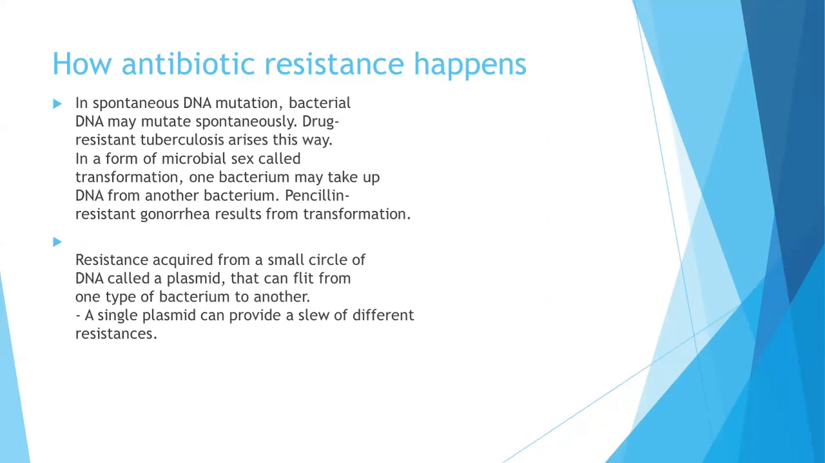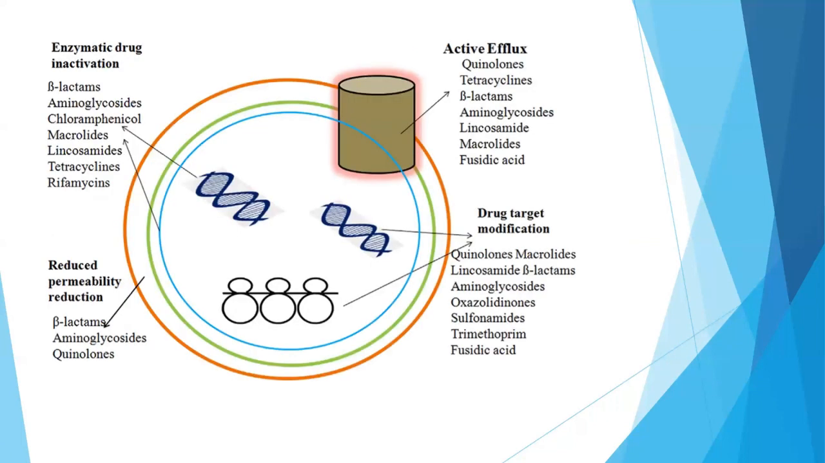In a spontaneous DNA mutation, the bacterial DNA may mutate spontaneously. Drug-resistant tuberculosis arises this way. In a form of microbial sex called transformation, one bacterium may take up DNA from another bacterium. Penicillin-resistant gonorrhea results from transformation. Remember the specific bacteria causing specific resistance due to specific mechanisms. Resistance can also be acquired from a small circle of DNA called a plasmid, which can flit from one type of bacterium to another. A single plasmid can provide a slew of different resistances.